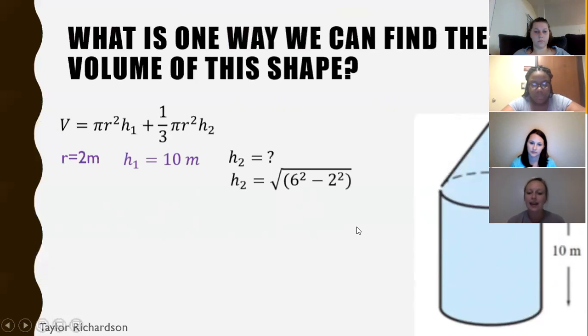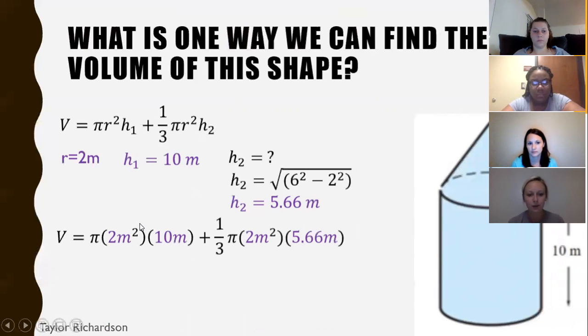In order to find that out, we're going to use the Pythagorean theorem. And when we solve that, we find that the height of the cone is equal to 5.66 meters. Now that we know the values of all of our variables, we can simply plug our numbers into our formula to find the volume. And we find that the volume is equal to 149.37 meters cubed.